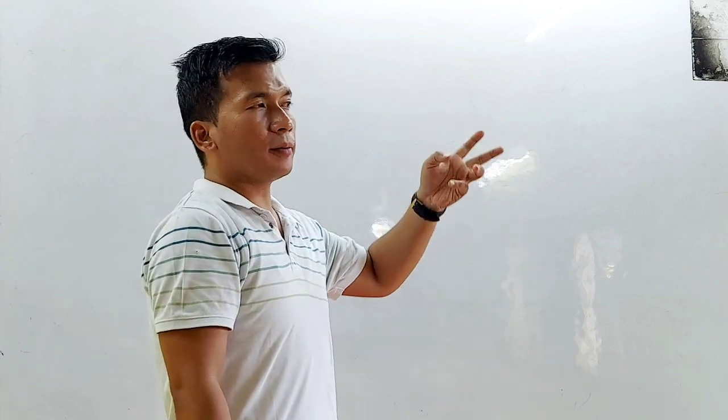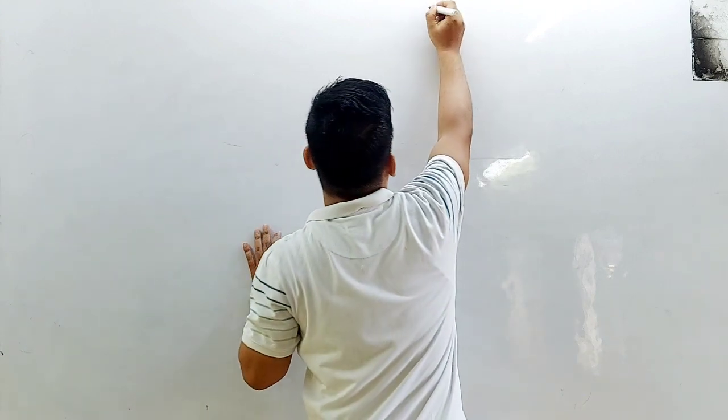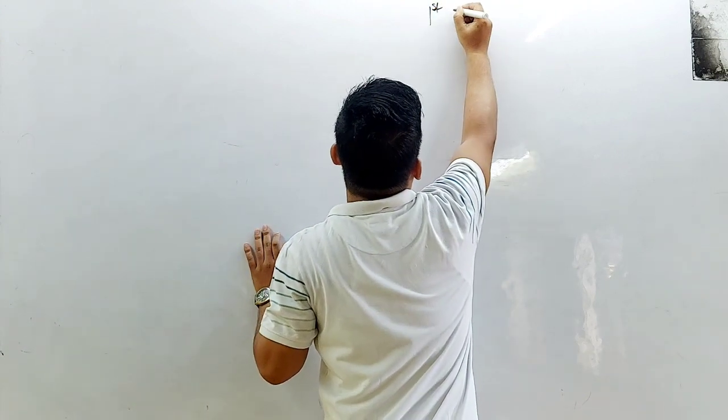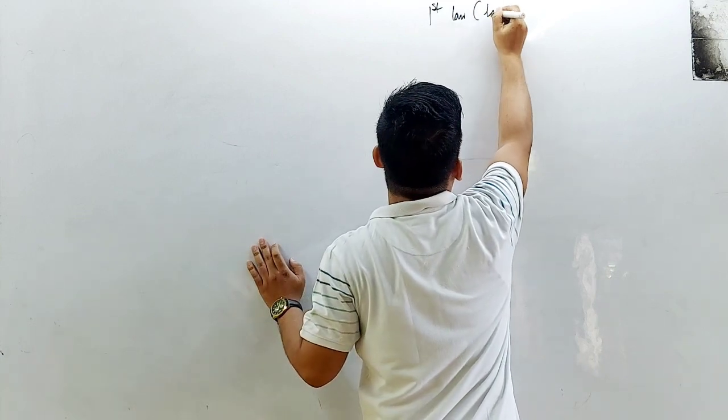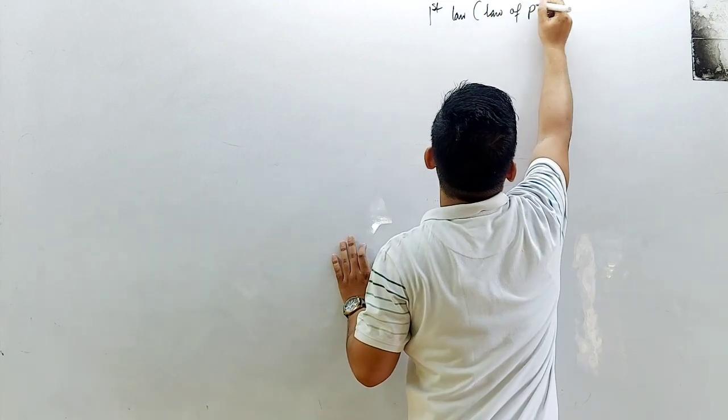For Kepler's law we will be having 3 different formulas. First law, second law, third law. The first law is known as the law of planetary motion.